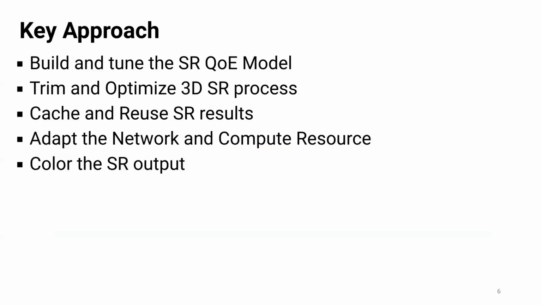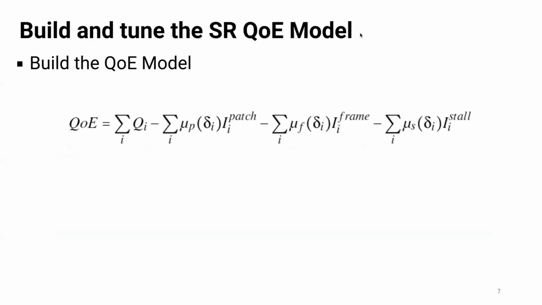And so the key approach the authors propose is like this. They build and tune the SR QoE model, and they train and optimize the 3D SR process. And they cache and reuse SR results, and adapt the network and compute resource, and follow the SR output. So let's start with the first, the QoE model. They empirically define this QoE model, like this equation. And let's explain one by one.